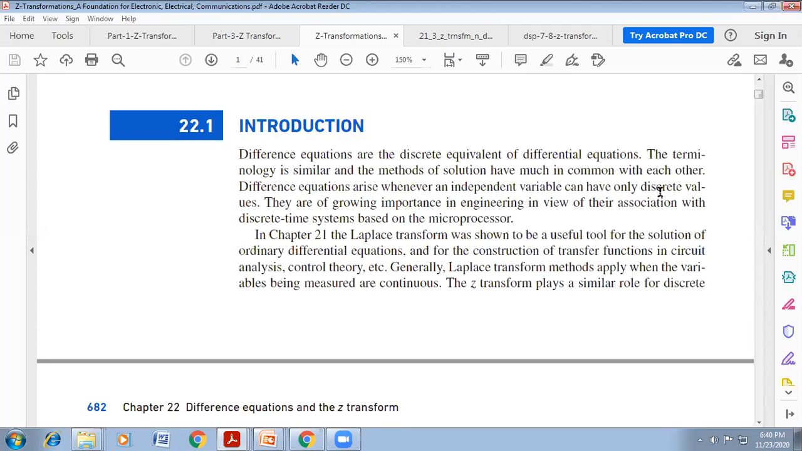Understand? Any function y equals f of x, if this function can be represented by discrete values, then it will be a difference equation. That means it will be defined in discrete values. The function will be defined in discrete values. Then it will be a difference equation.